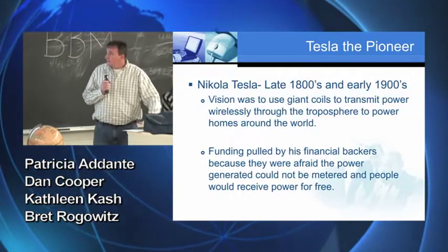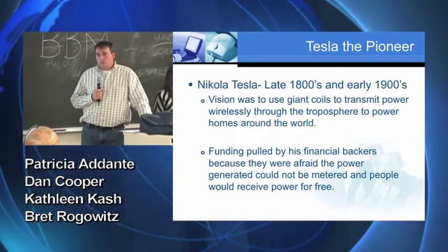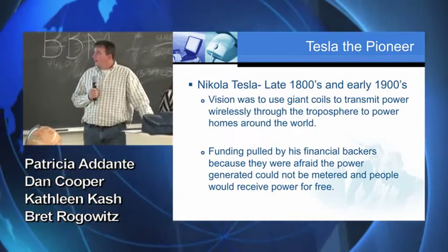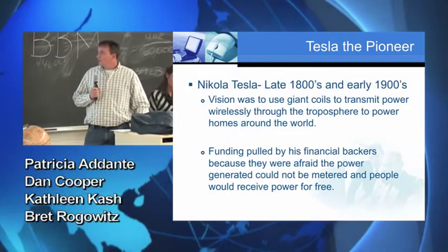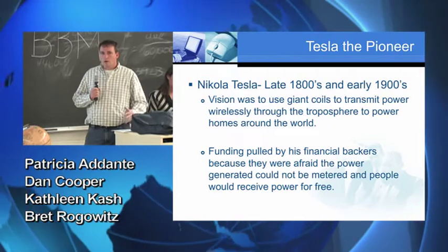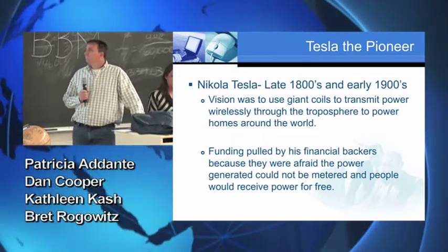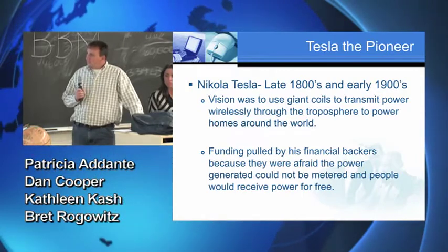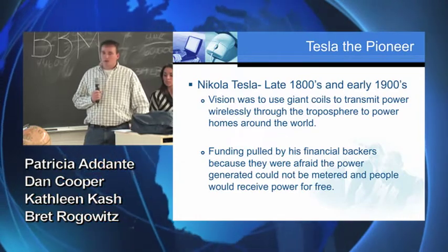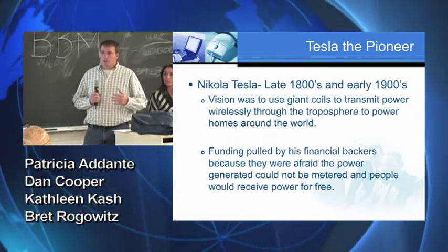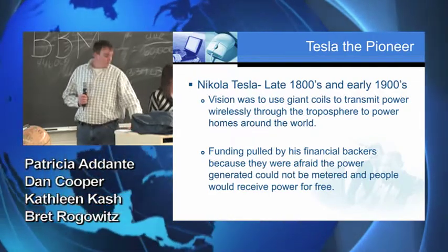We're going to talk about Nikola Tesla. In the late 1800s, early 1900s, his vision was to use giant coils to transmit power wirelessly through the air. It's basically through the troposphere, which is the lower part of the Earth's atmosphere, to power homes around the world. Because of this idea, funding was pulled by his financial backers because they didn't know of a way to meter that power use. Next.